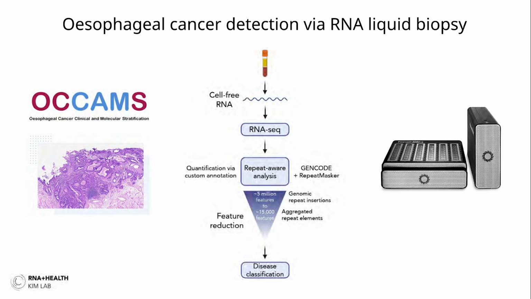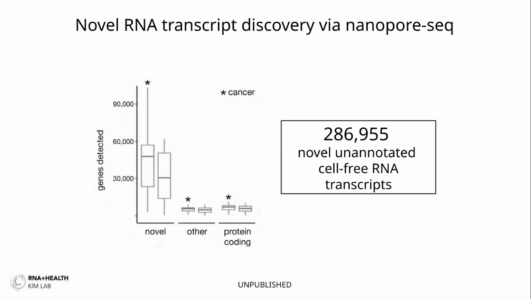And so again, what we're doing is RNA sequencing of the cell-free RNA that's secreted from these patient tumor cells. And then we're doing, again, a repeat-aware analysis to enable disease classification. And we did this in collaboration with my UCSC colleague, Karen Miga's lab, to do this Promethion-based full-length sequencing of these cell-free RNAs. And so really the most surprising observation from these studies is that we were able to discover almost 287,000 novel unannotated cell-free RNA transcripts that were in the blood of these individuals that had either high-grade dysplasia or esophageal cancer. And so really this is enabled, again, by this long-read platform.